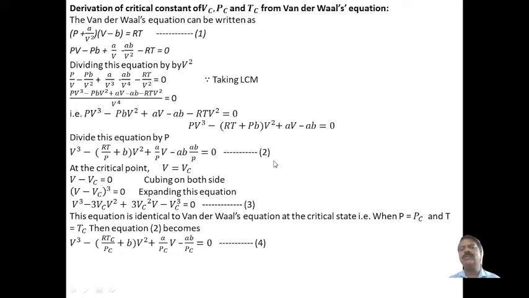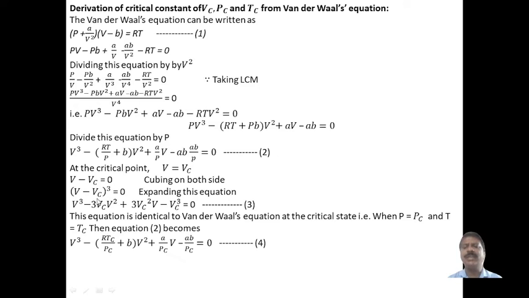Then we know what happens at the critical point. The critical point is where the volume of the liquid is exactly equal to the critical volume. Therefore, when we say critical volume, V is equal to Vc. This can be written as V - Vc = 0. Then taking the cube on both sides, (V - Vc)³ = 0.